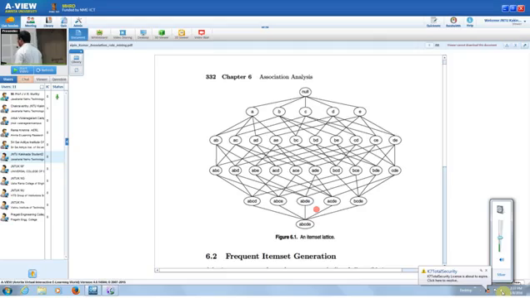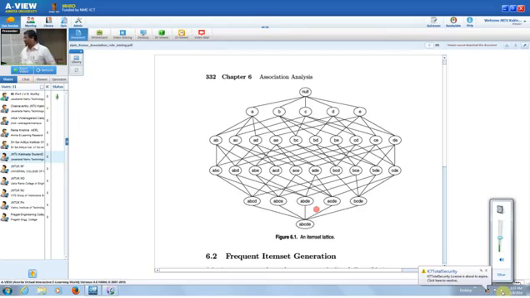So your capital T is nothing but the transaction database. Capital T is the transaction database. So you have to scan the entire database to find out the frequency count of A. Is it clear to you?